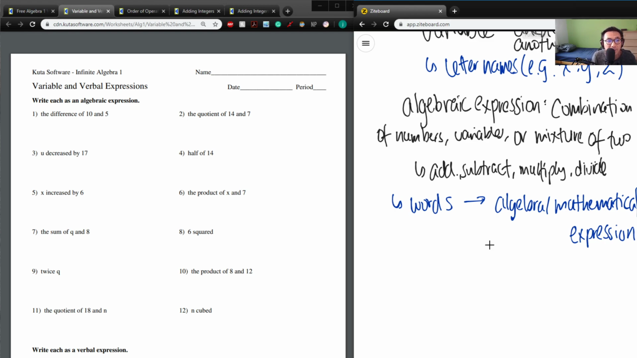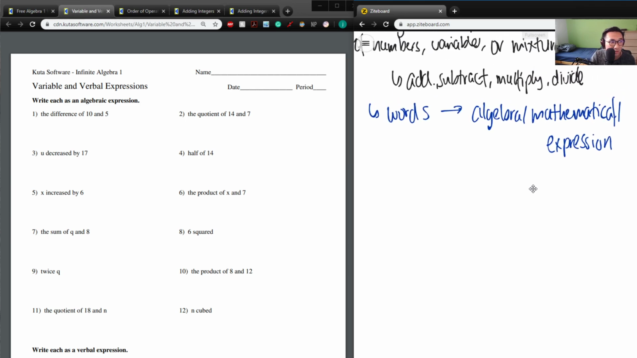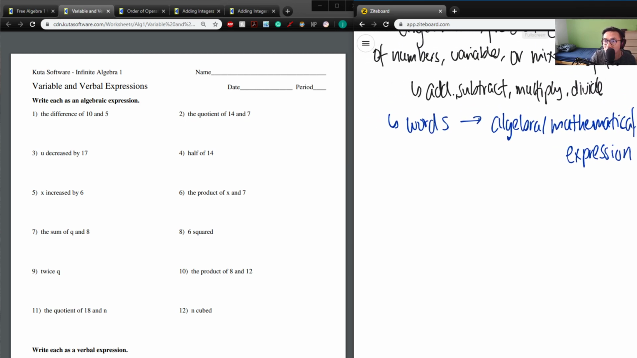Because we have a lot of expressions happening at the same time, it's easier to visualize them with letters and numbers rather than to say the difference of 10 and 5. You can just say it's 10 minus 5, or the quotient of 14 and 7 is just 14 divided by 7. It's just another language we use to communicate the same message. And that's what math really is, just a different language that we should ideally be familiar with.